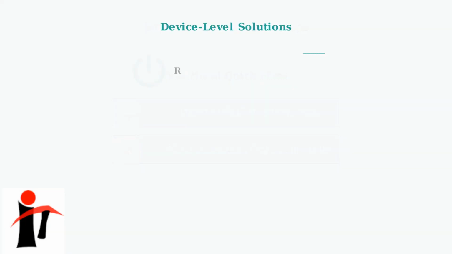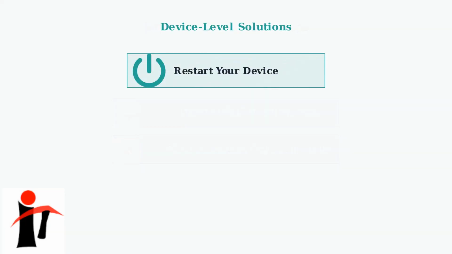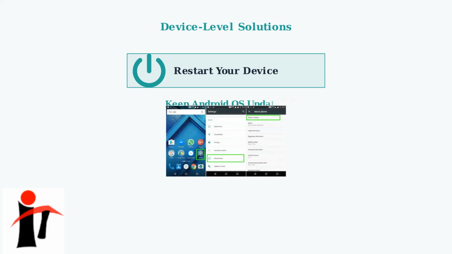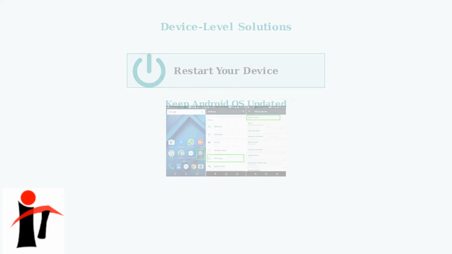When basic troubleshooting steps don't resolve BTV restart issues, it's time to implement advanced device-level solutions that address deeper system conflicts. A complete device restart clears temporary system conflicts and frees up memory that may be causing the app to crash. This simple step resolves many underlying issues. Updating your Android operating system is equally important. Newer OS versions include compatibility improvements and security patches that can resolve app stability issues.